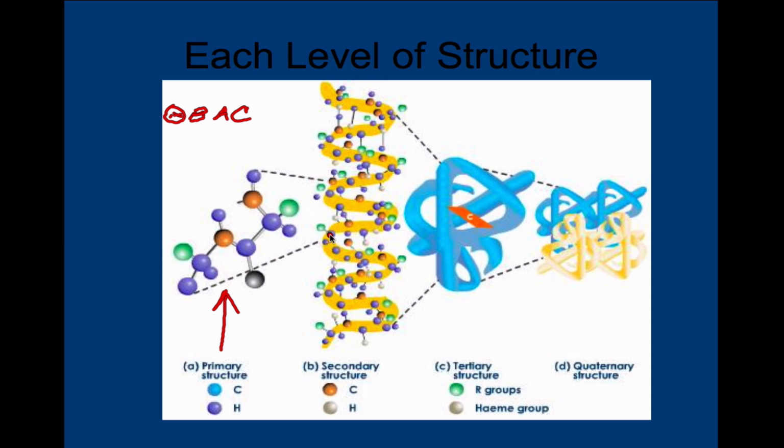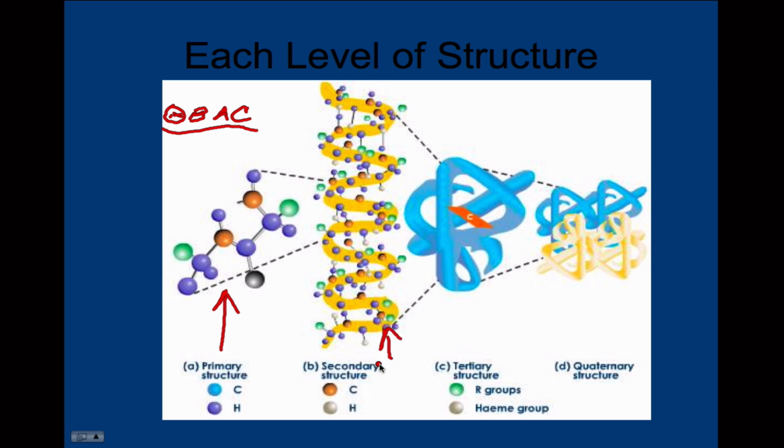And there's 20 different kinds of amino acids, but because of the different possible arrangements, we can have thousands of different proteins. All right, the next thing is the secondary structure. So that's what you would see right here.